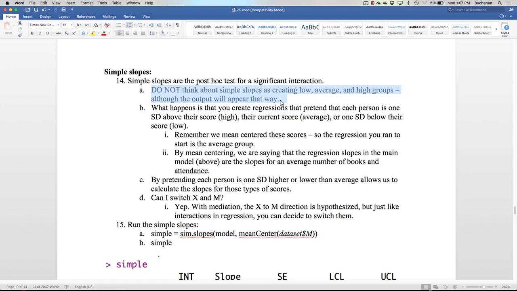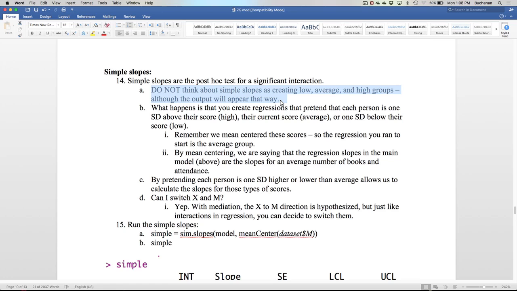We're only manipulating one of them, though. So we're manipulating attendance. I'm sorry, I said that backwards, I think. We're changing attendance and looking at books. So I came to class an average number of times. What happens if I never came? What happens if I always came? So we're pretending people are above and below where they actually were on their score.